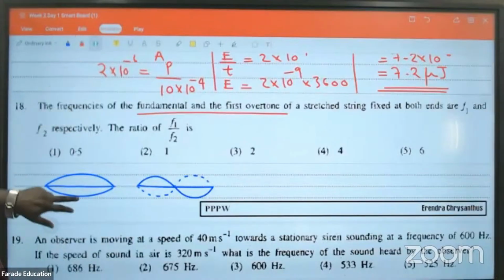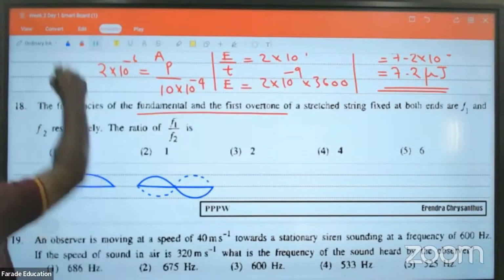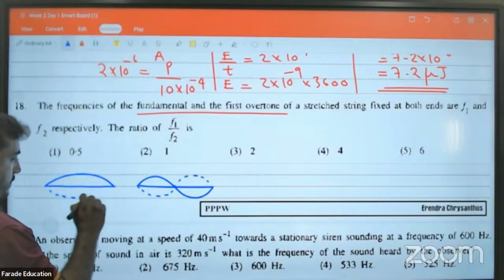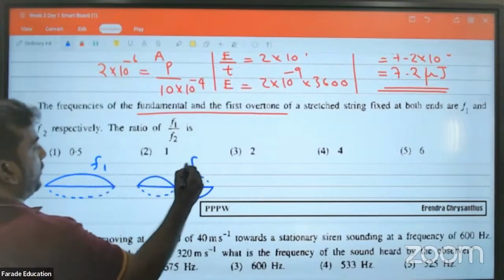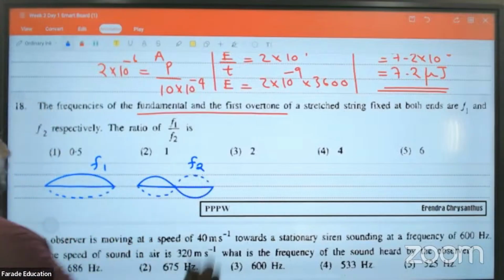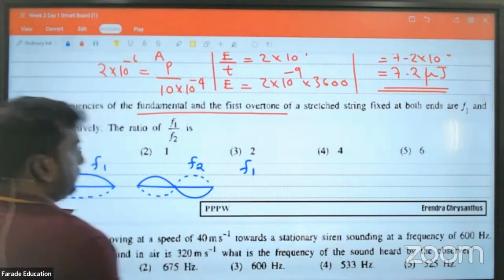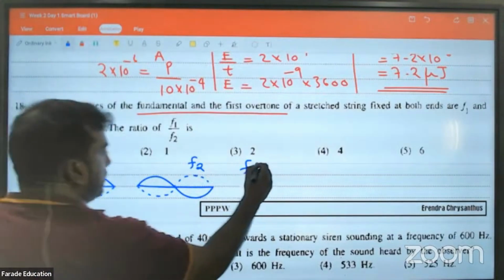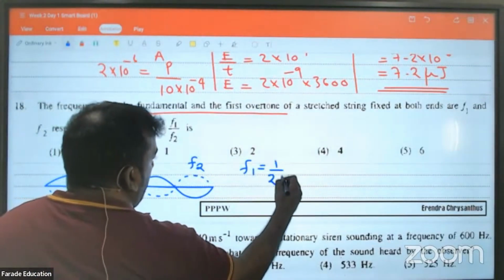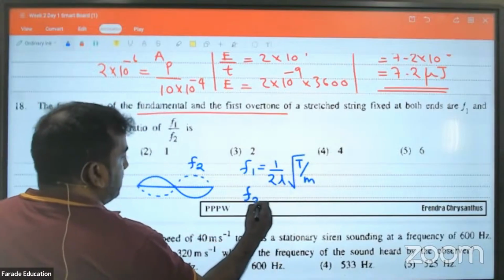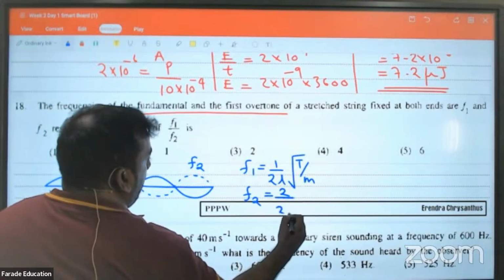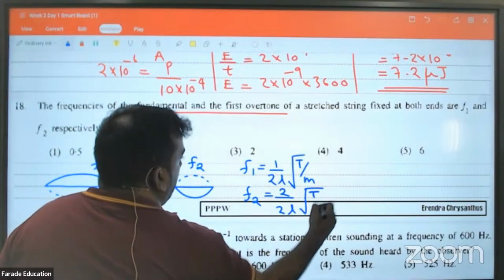If you want, you can erase this. I'll put in dotted lines. This is your F1. This is your F2. What are they asking you? F1 over F2. Length is not changing. So F1 is 1 over 2L square root T over simple M. What is F2? 2 over 2L square root T over simple M.